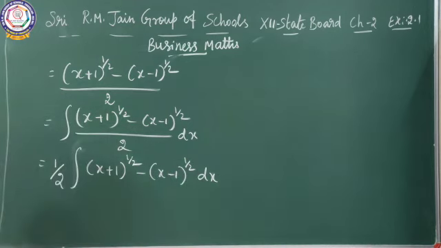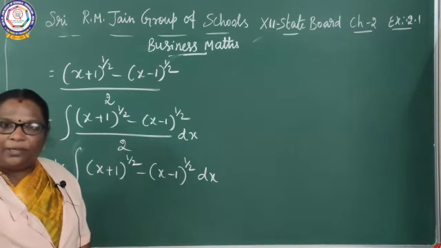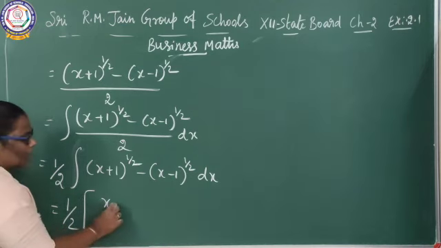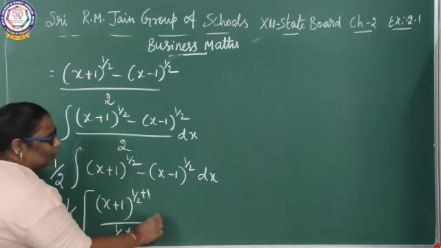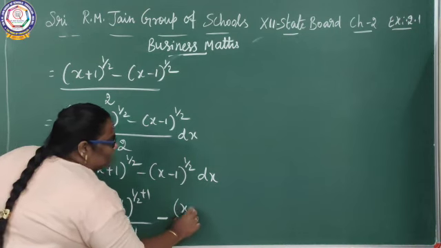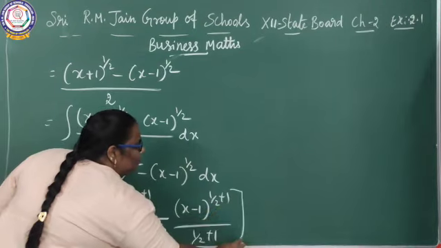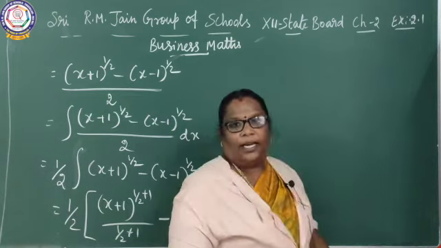In this sum, I will do that integration part straight away. You check the x power is 1. So, you can apply the integral x power n formula. What is the formula for integral x power n? X power n plus 1 by n plus 1 plus c. So 1 by 2 into 1 by 2 into x plus 1 whole power 1 by 2 plus 1 by 1 by 2 plus 1 minus x minus 1 whole power 1 by 2 plus 1 by 1 by 2 plus 1 plus c. Once you apply the integration, you don't put the integration sign.